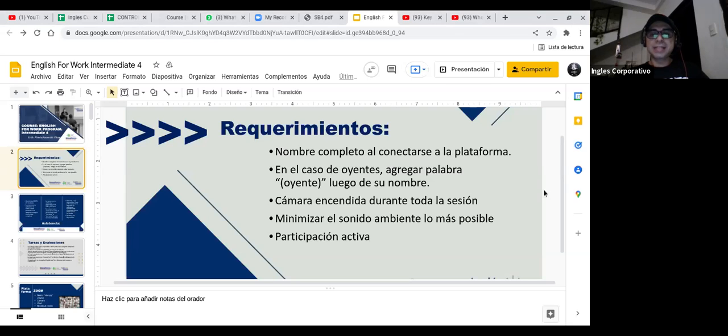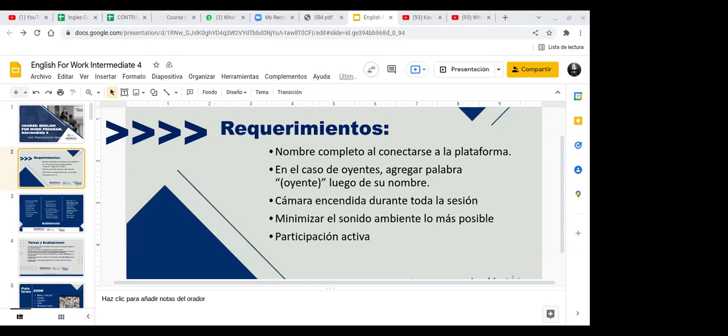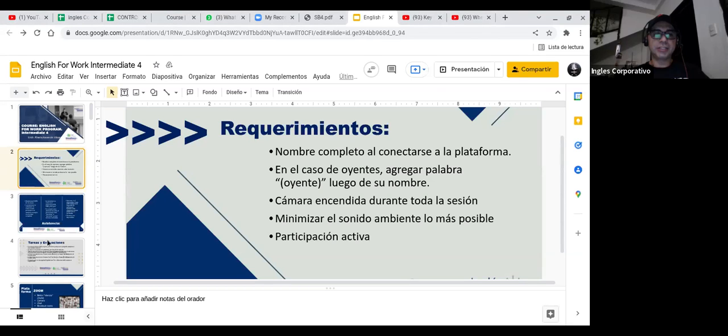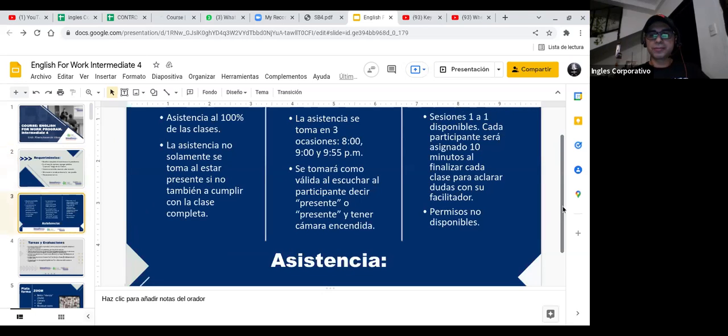¿Ok? Minimizar el sonido ambiente lo más posible por la cuestión de ruidos, aunque siempre pasan situaciones, pero tratemos de, si no estamos hablando, si no estamos participando, de tener mute. Participación activa, esto es muy importante, más que todo ya en este nivel, que es el intermedio, que sería ya de hablar mucho, ¿verdad? Vamos a hablar muchas cosas. ¿Ok? ¿Alguna pregunta hasta ahorita? No, teacher. Very good. Entonces, seguimos.